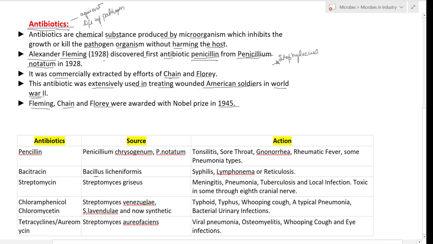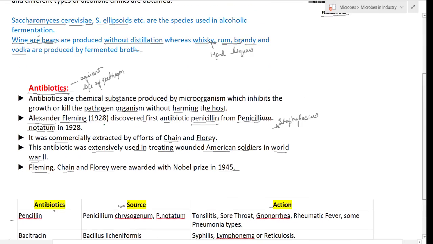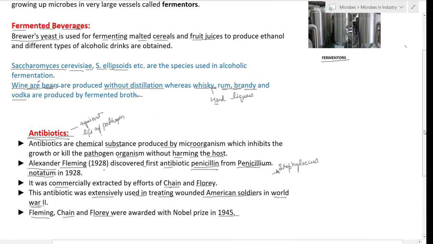These are different antibiotics. A list of different antibiotics like streptomycin, chloramphenicol, chloromycetin, tetracycline, penicillin, bacitracin. These are used against different diseases, for typhoid, typhus, whooping cough, pneumonia, tuberculosis. So these are quite important. These are the different sources from which these antibiotics are extracted. Actually these are microbes from which these antibiotics are extracted, and these are the actions of these antibiotics against different diseases. So this is all about the use of microbes at industrial level.